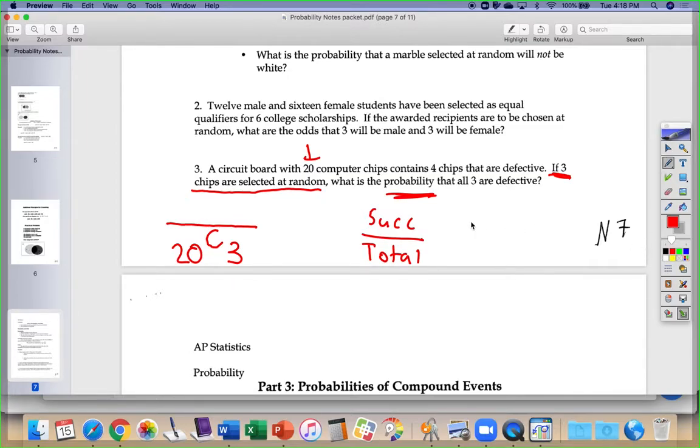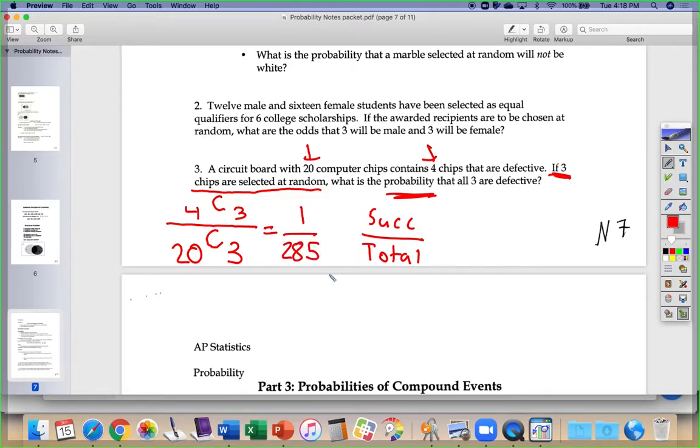How do I get my successes? Well, what is a success in this? A success would be if I choose 3, and all of them are defective, which means how many defective are there? 4. So I need to think about all of the ways I can get 3 defective chips from 20. Okay, well, the only ways to get 3 defective chips is if I make groupings of 3 from 4 total defective out of 3 from a total of 20. This is 1 over 285.